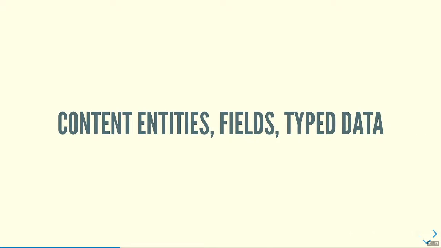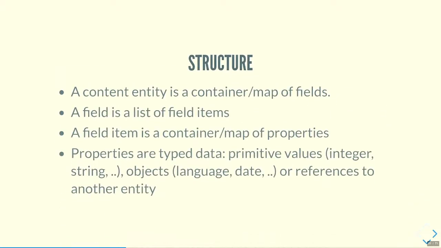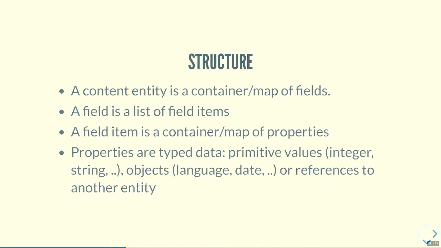Okay, so next topic would be content entities. A content entity is a container of fields. There is typically nothing in there except fields for values. A field then is a list-based type data concept of field items, and the field item is again a container of properties. See more examples of that on the next slide. And then properties are just raw type data. They're strings, integers, but also objects like a date object or a language object, or they're references to another entity.